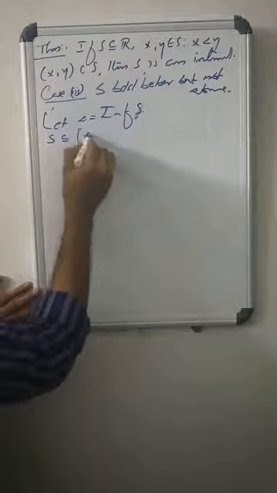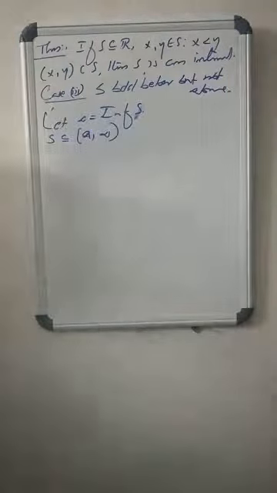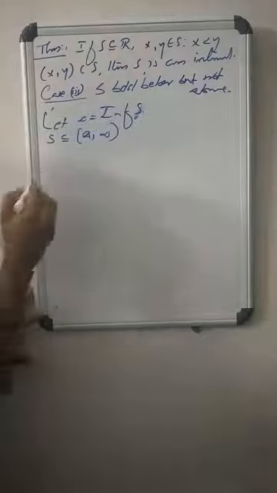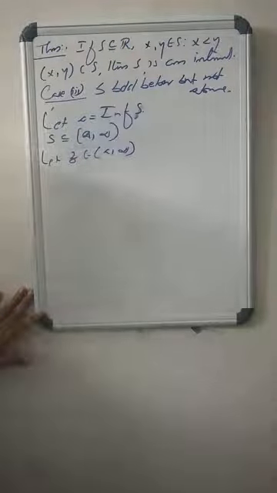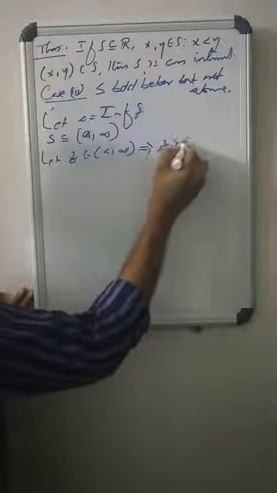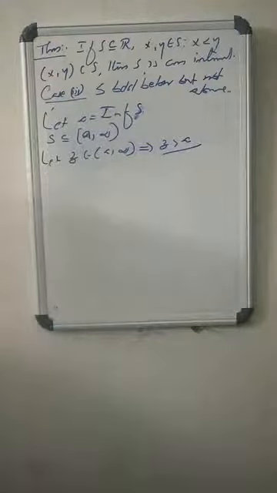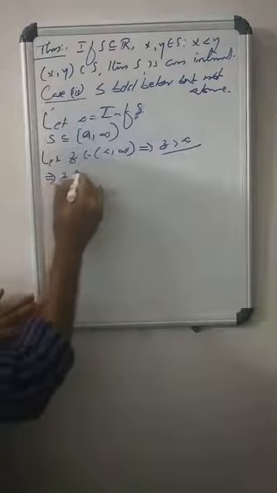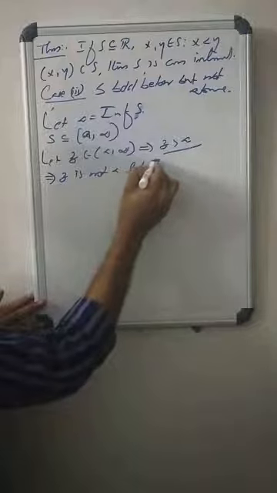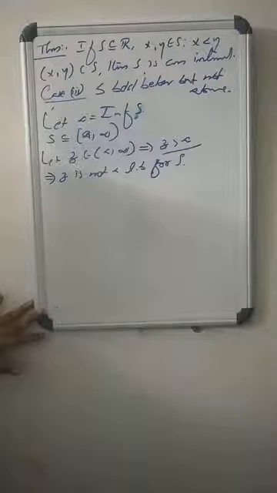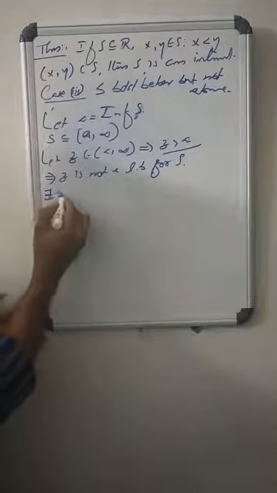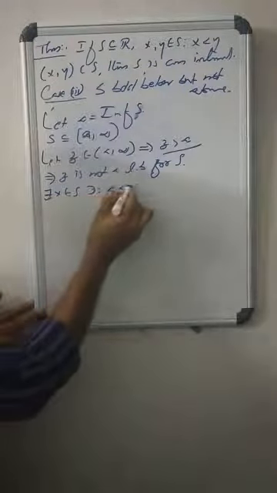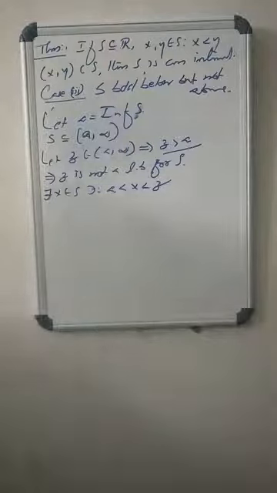So S is a part of [A, infinity). Now as usual, let z be in (A, infinity), which means surely z is greater than A. But A is the infimum of S, so z is not a lower bound for S. That means there exists some x in S such that A less than x less than z.